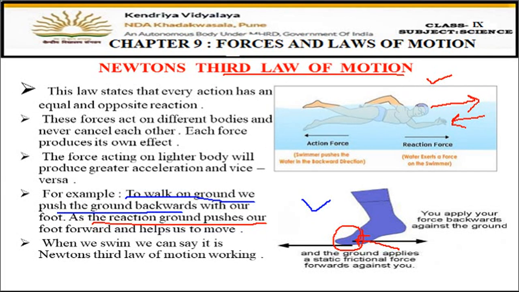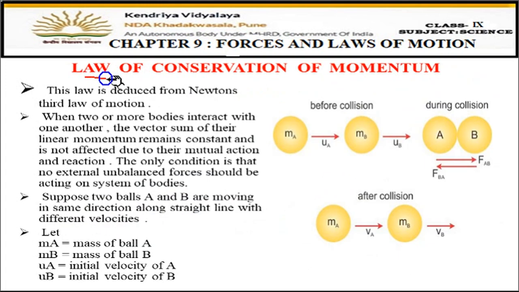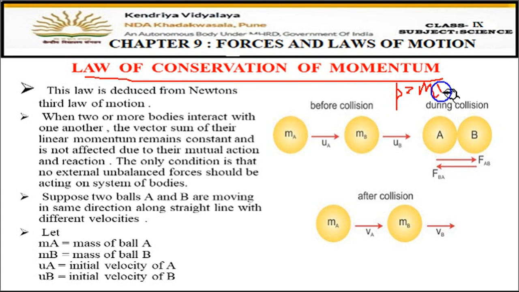Now let us move on to the next slide and see the law of conservation of momentum. This is the new concept here. Linear momentum we have studied in the last video also: momentum is represented by the small letter p, and this is equal to the mass of the body multiplied by its velocity. So p is equal to mv is the linear momentum. Now we have to study the law of conservation of momentum.